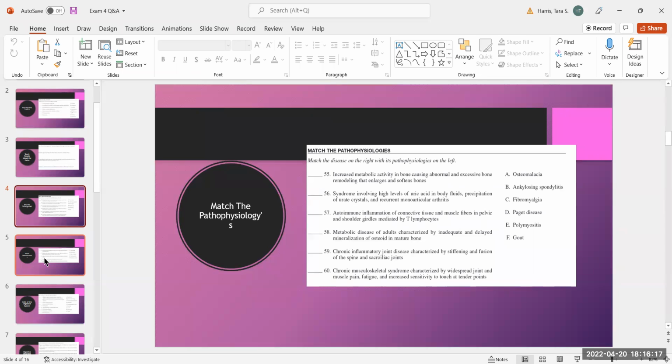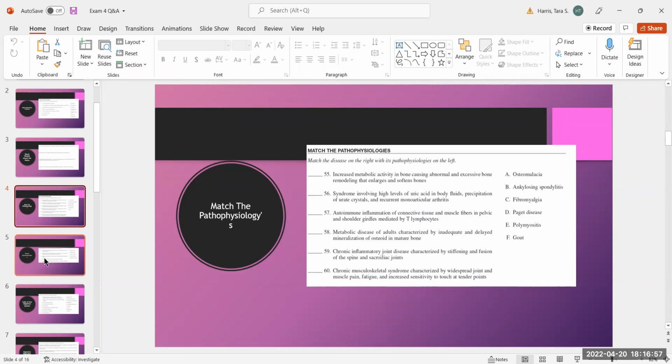This one is an autoimmune inflammation of connective tissue and muscle fibers in the pelvic and shoulder girdles mediated by T lymphocytes. Autoimmune, so we have osteomalacia, ankylosing spondylitis, fibromyalgia, and polymyositis. Would it be polymyositis? Yeah, that's it. It's the autoimmune one.